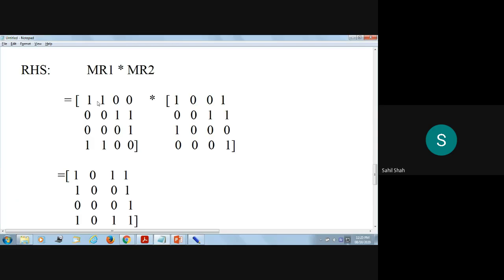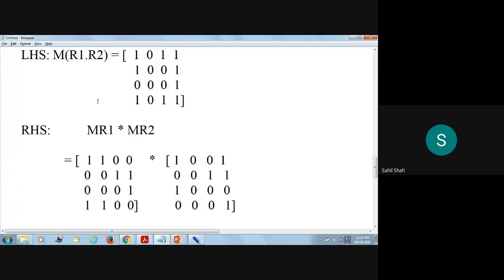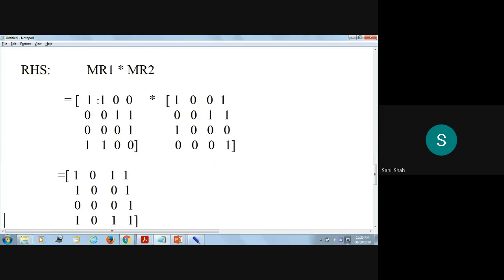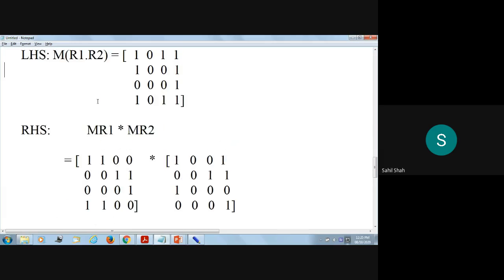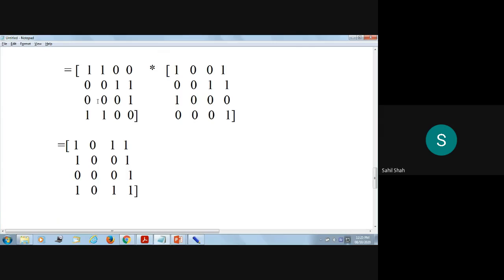Now let me check how many entries we do have. 3 plus 2, 5, 5 plus 1, 6, 6 plus 3, 9. Do we have the same entries in LHS? 1011, 1001, 0001, 1011. Absolutely fine. So as LHS is equal to RHS, our formula number 1 is clear.